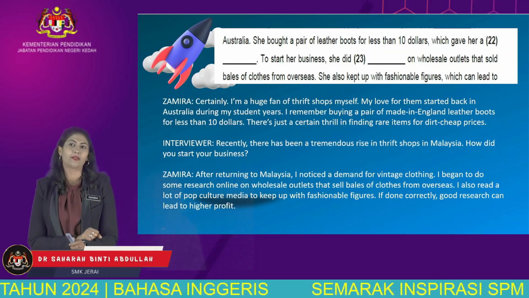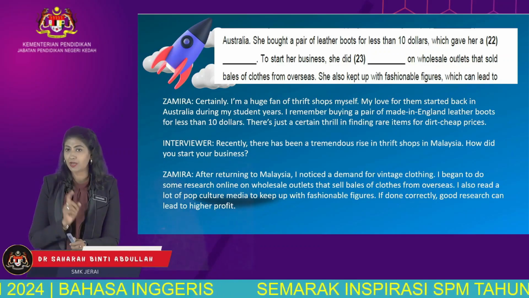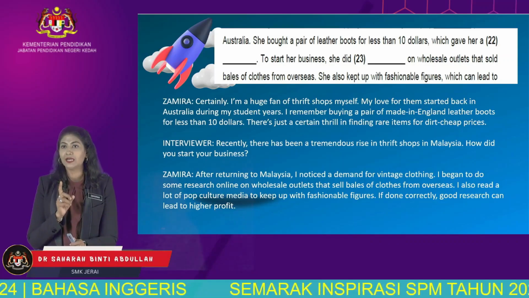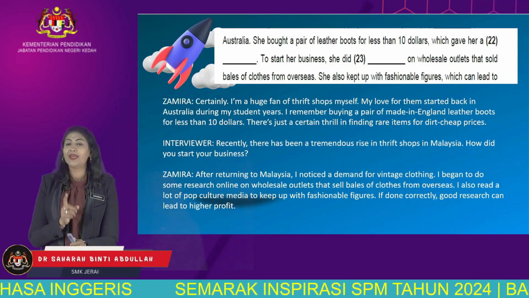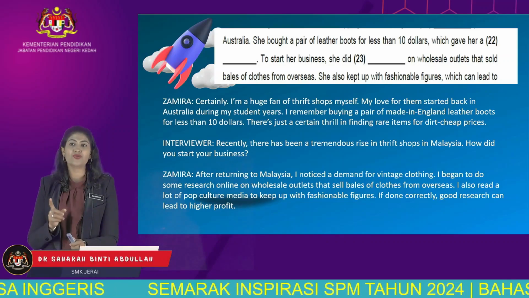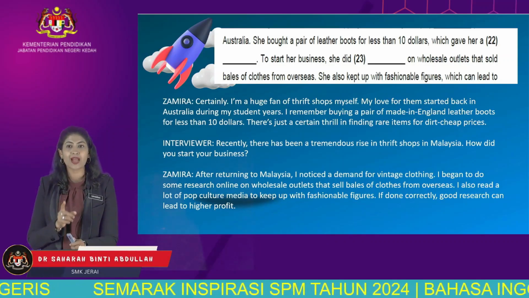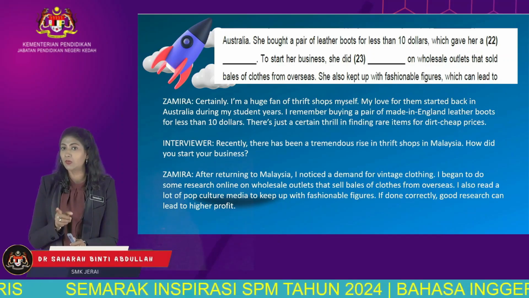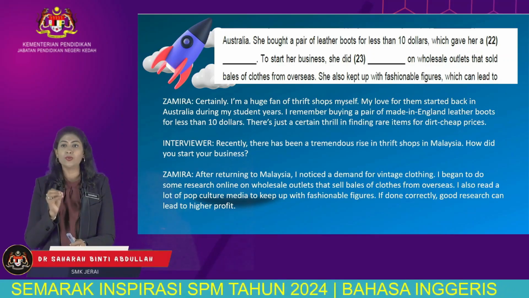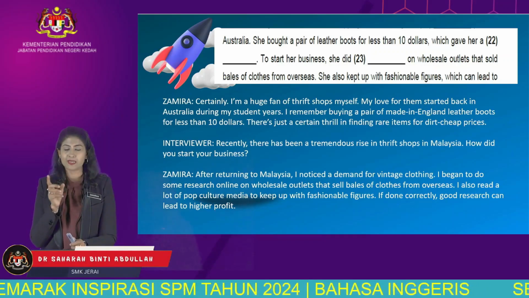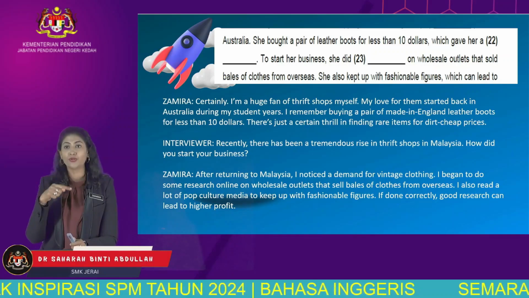Okay, let's look at question number 23. To start her business, okay, look at the word, to start her business. And what the interviewer says. Recently, there has been a tremendous rise in thrift shops in Malaysia. How did you start your business? So look at the clue. Interviewer is giving you clue where to find the answer. So when you listen, start your business, and when you see the paragraph is start her business, then the answer is going to be somewhere there.